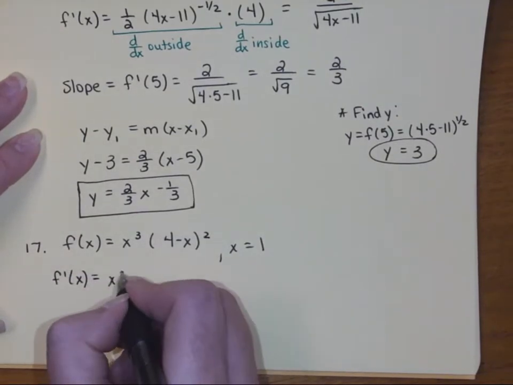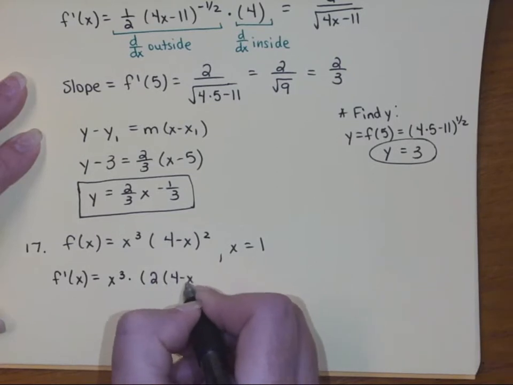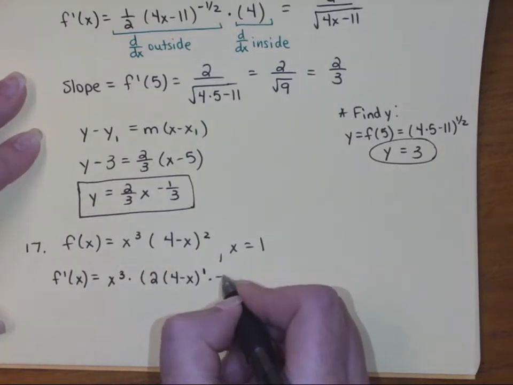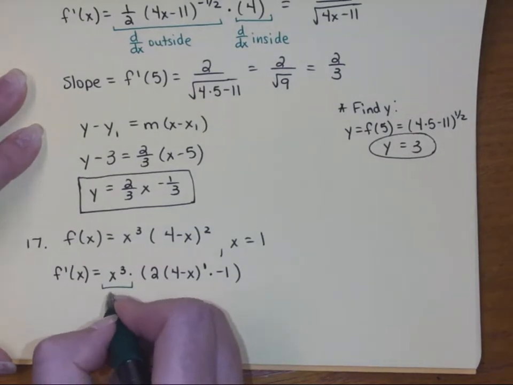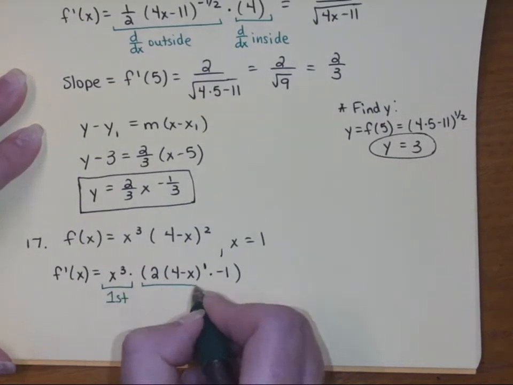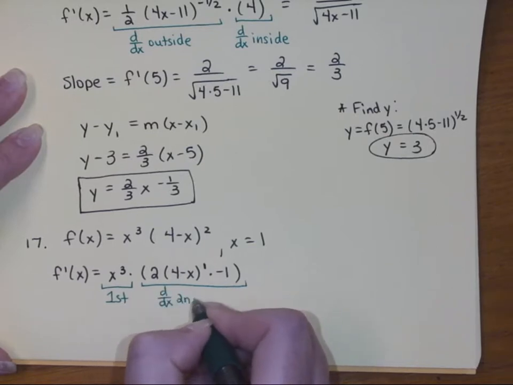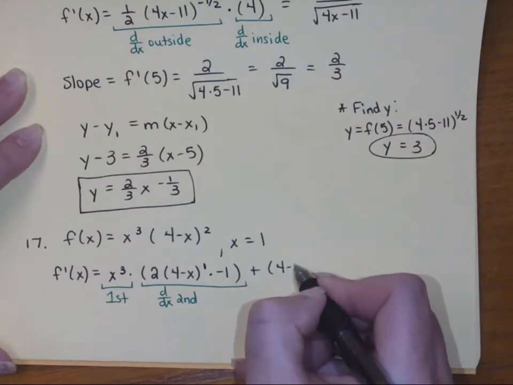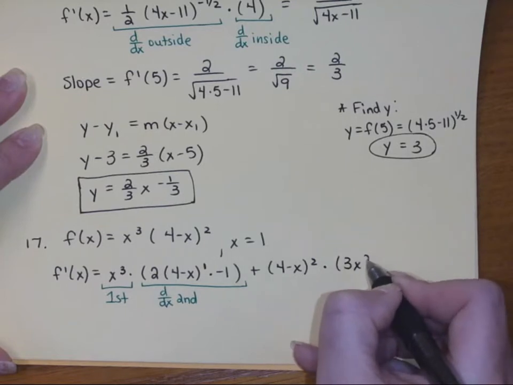So first times derivative of the second. So be careful about this. This is a chain rule, right? I move the power to the front, reduce the power by 1, but then I also have to multiply by the derivative of the inside of that. So that portion is pretty lengthy, right? It's first times derivative of the second plus the second times the derivative of the first.